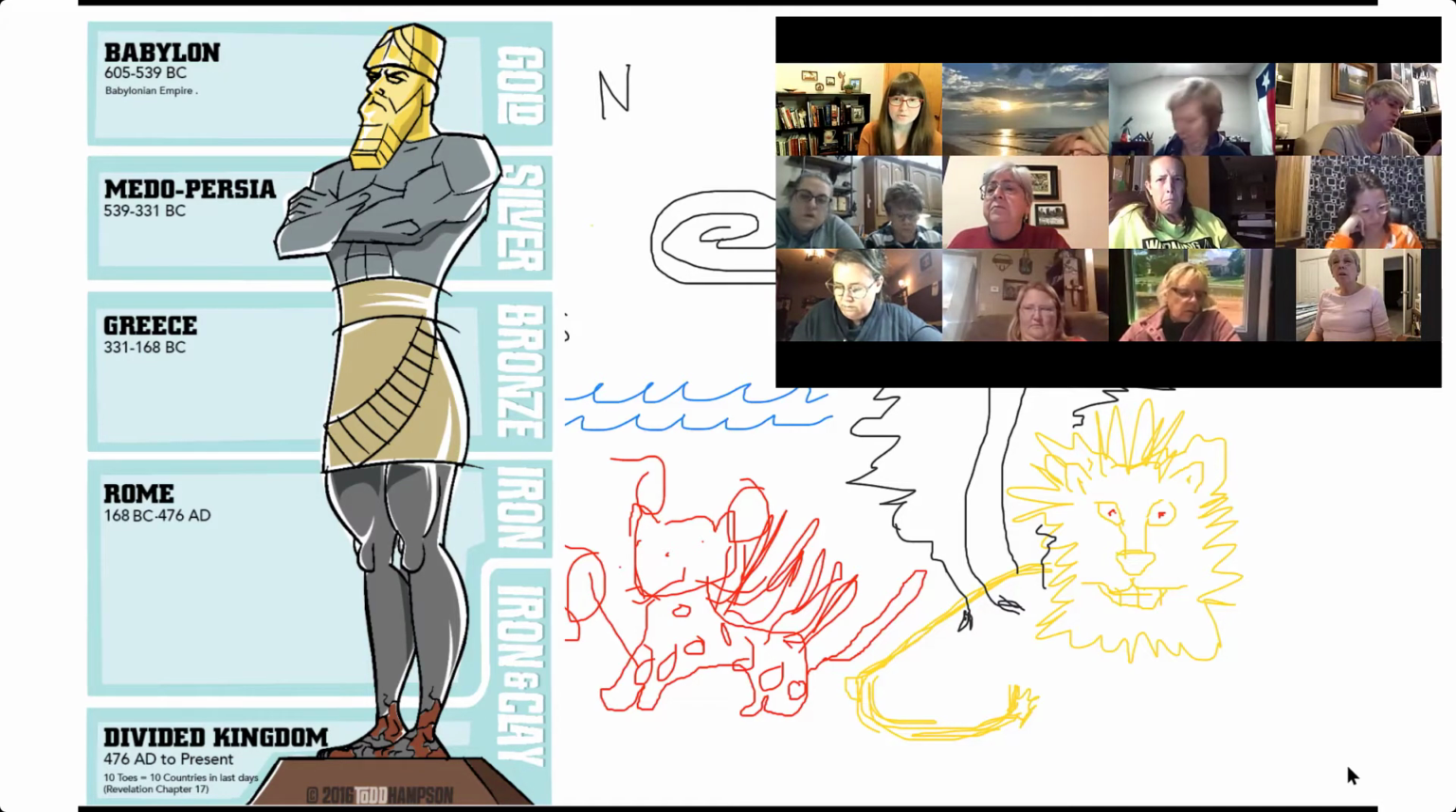Chest of bronze or of silver. Silver. And Greece is next. Yes. Persia. So the leopard, the iron. Yeah. So we're on the third one. So the third beast. Bronze.